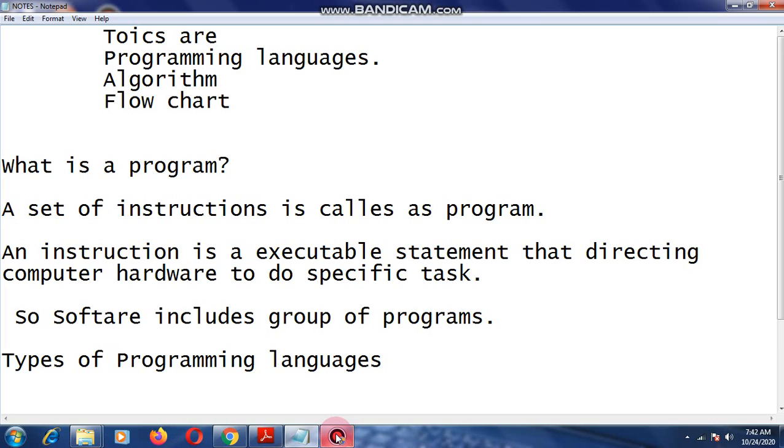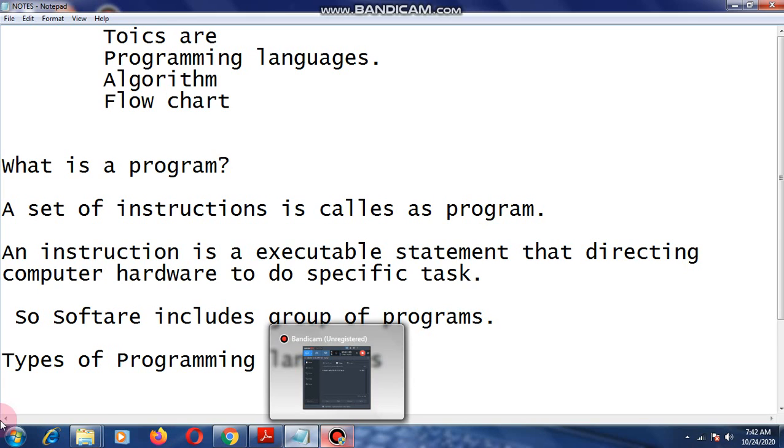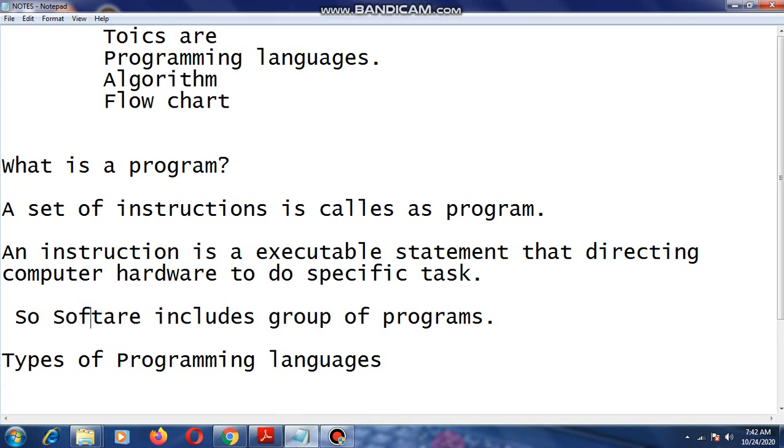Once again I am repeating these statements. A program means a set of instructions. An instruction is nothing but a statement that can be executed within the system, directing the computer hardware component to do a specific task. Software includes a group of programs, and a program includes a set of instructions.